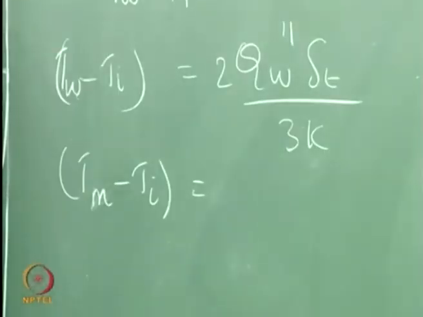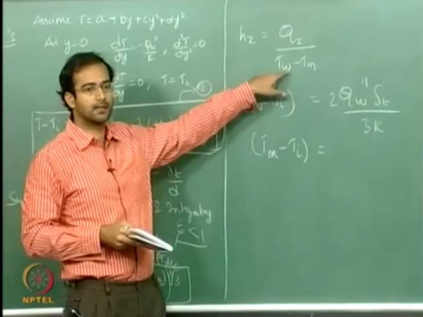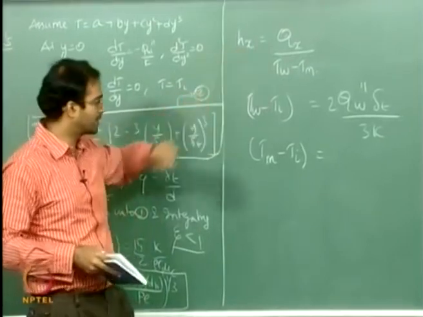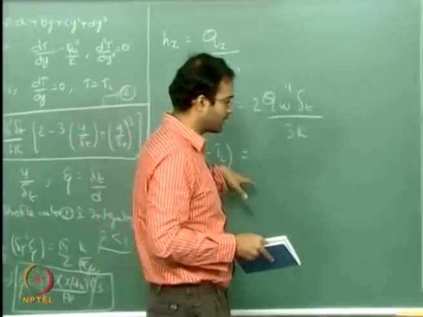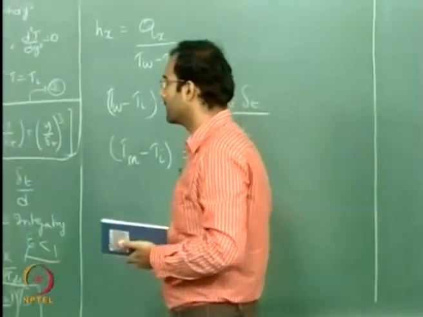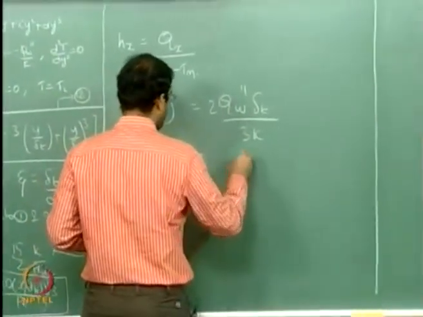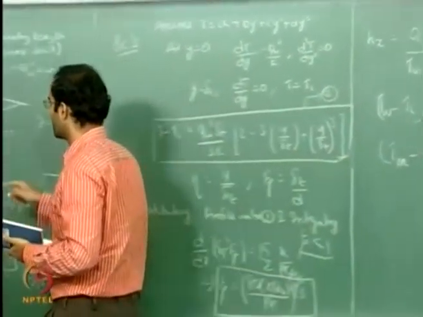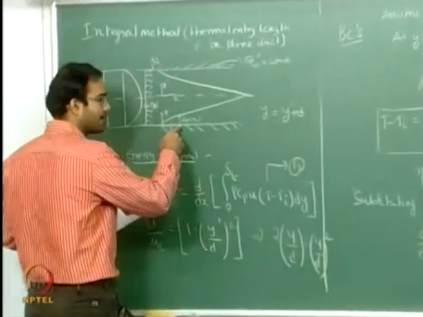So once I know T wall minus Ti and T mean minus Ti, I take the difference, I get T wall minus Tm. Okay, and that will give me the final expression for heat transfer coefficient. So now we have to determine what is the mean temperature. To do that, how do we determine mean temperature? We integrate our temperature profile. This is a mass weighted average.